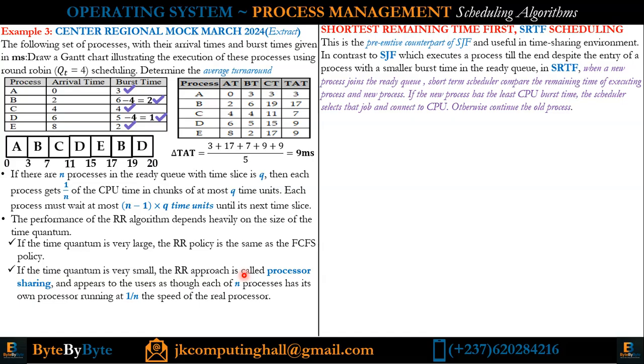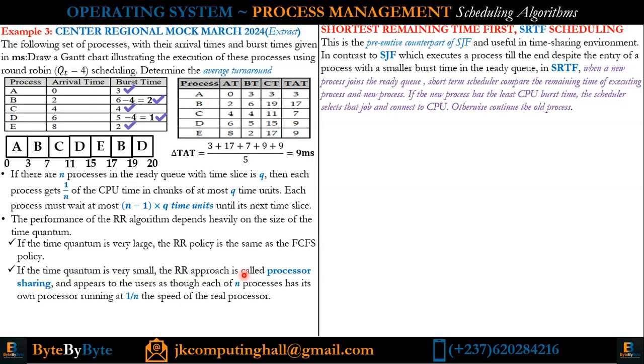In SRTF, when a new process joins the ready queue, the short-term scheduler compares the remaining time of the executing process and the new process. If the new process has the least CPU burst time, the scheduler selects that job and connects it to the CPU. Otherwise, it continues the whole process. So we know that shortest job first is non-preemptive. That is, we start with a particular process with complete execution, no matter the size of the other processes. When I talk of size, I'm talking about the burst time.